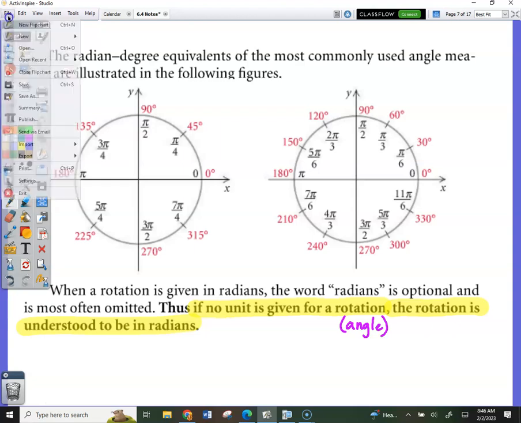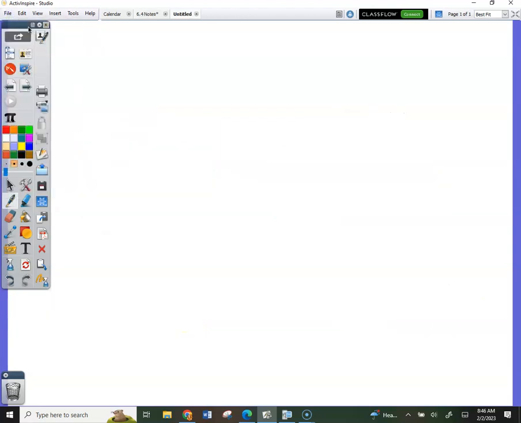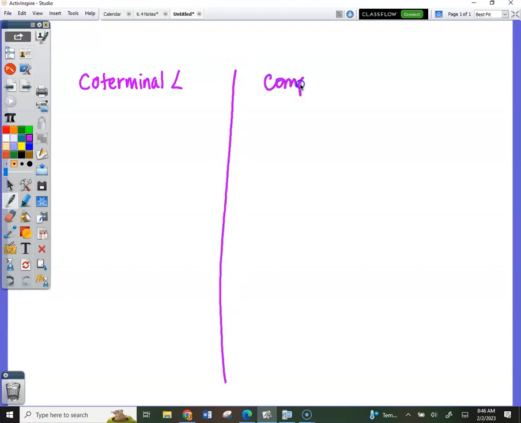So before I go to the next slide, let's just refresh and make sure that you really understand that whole coterminal and then complement and supplement. So this is just a refresher. You can write this on another sheet of paper, or you can just watch. It doesn't matter. That line is still crooked.